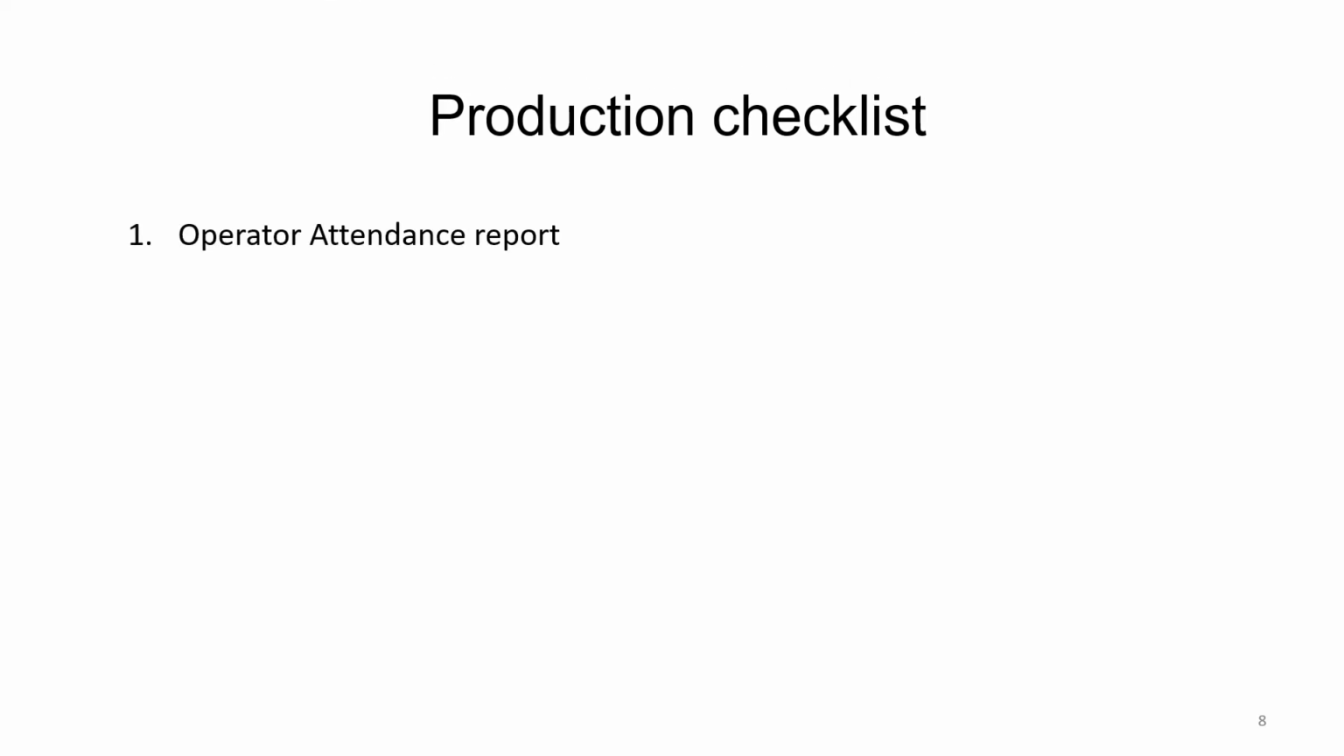Another example is that of the production department. We've taken this example because they have a very elaborate checklist. Now, the production checklist, some of them are, first is, let's say, the operator attendance report.